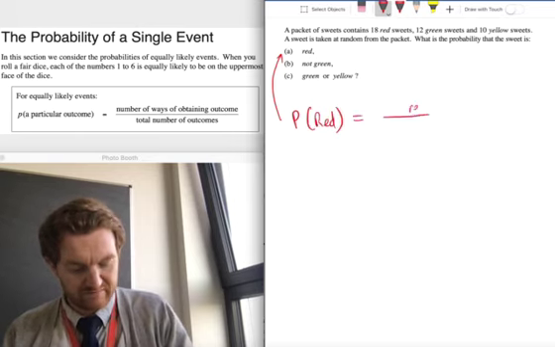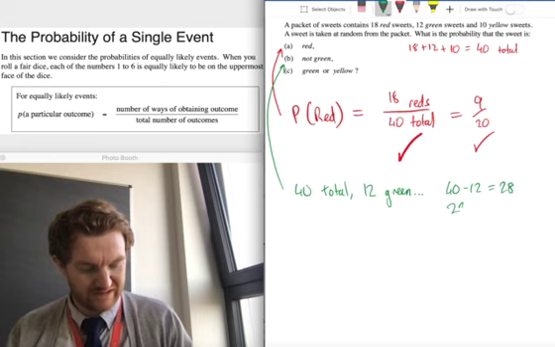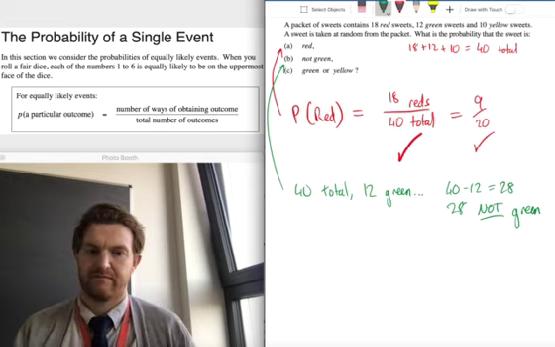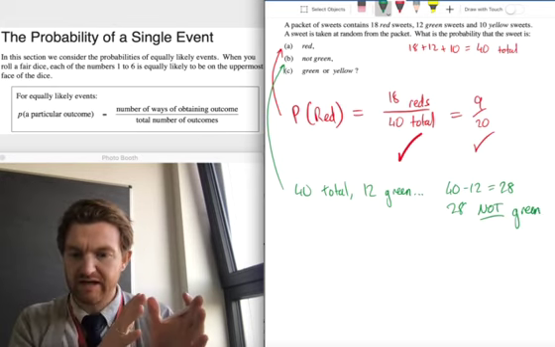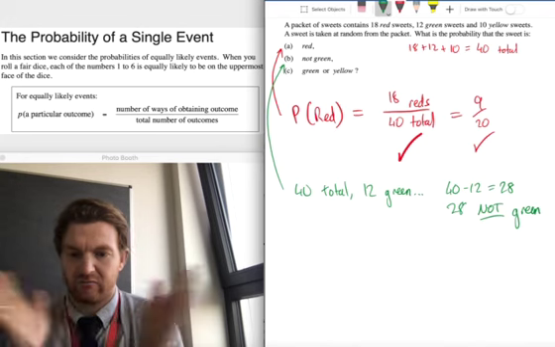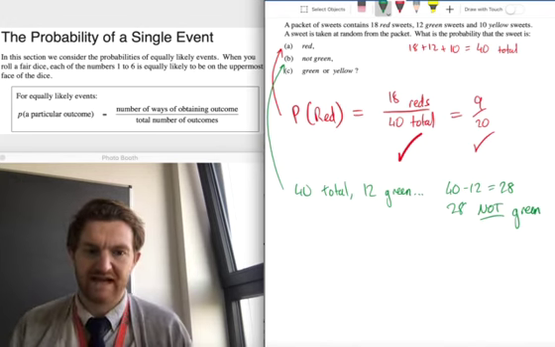Next one, it says the probability that it's not green. So think, if there's 40 total, and there are 12 green. This means that if we do 40 minus 12, that gives you 28. So there's 28 that are not green. Because it either is green or it isn't green. It's one of the two. So here, 28 of them are not green.